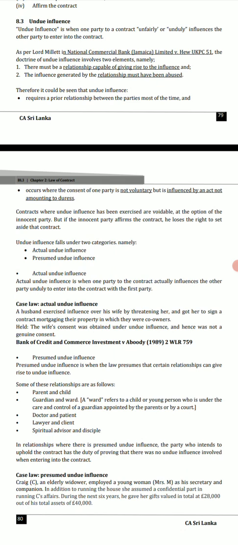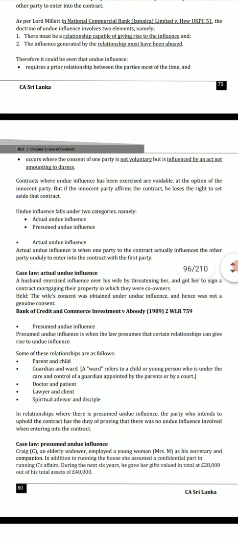So in actual undue influence, there's a case where a husband exercised influence over his wife by threatening her and got her to sign a contract mortgaging their property, in which they were co-owners. It was held that the wife's consent was obtained under undue influence, hence was not genuine consent. So it can be threats, torture, beating, or alcohol influence.